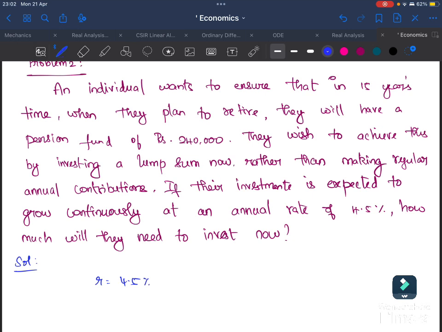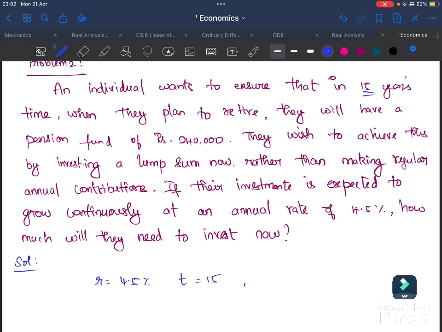Now how much do they have to invest? Okay, now what is T? T is given as 15 years. So T is 15. Whether A is being asked or Y is being asked, you have to read it. They will have a pension fund of rupees 2,40,000 at the end of 15 years. Okay, after 15 years they will have 2,40,000.